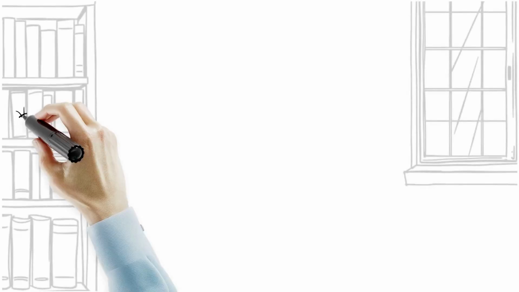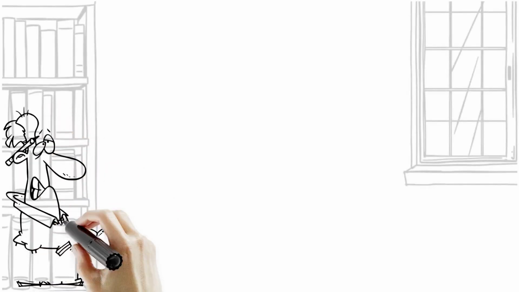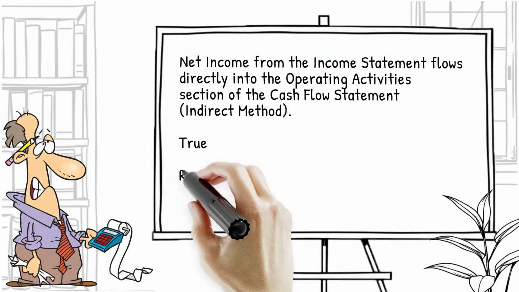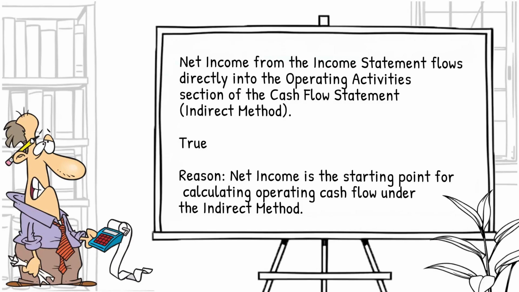Net income from the income statement flows directly into the operating activities section of the cash flow statement, indirect method. True reason: net income is the starting point for calculating operating cash flow under the indirect method.